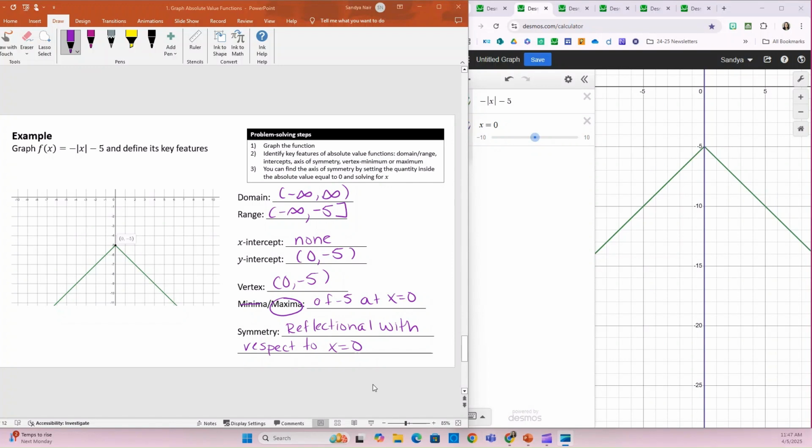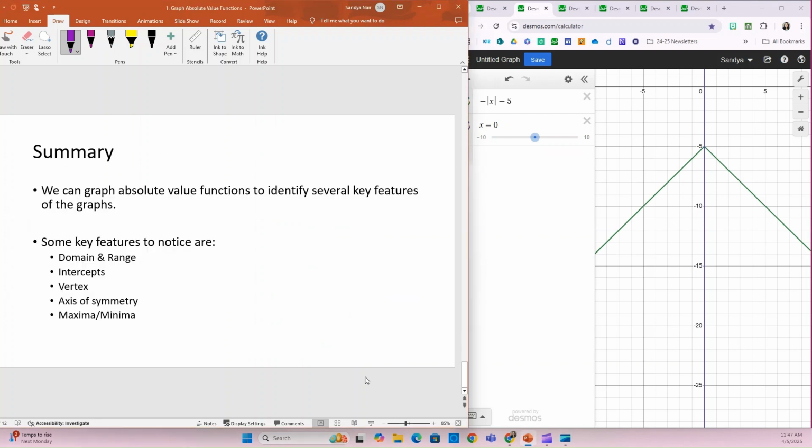Just keep in mind that the key features of absolute value functions will look a little bit different depending on what the equation of the function is. So we can graph absolute value functions to identify several key features of the graphs, and make sure that you're noticing these key features, which are the domain and range, intercepts, the vertex, the axis of symmetry, and whether the graph has a maximum or minimum.